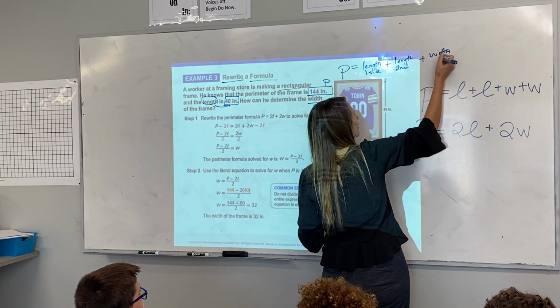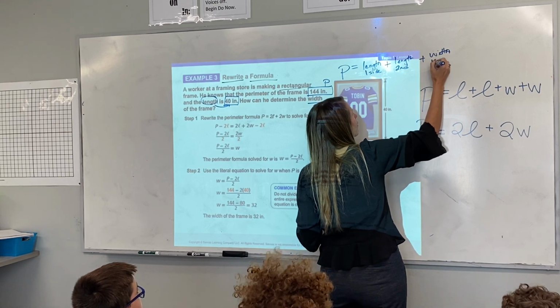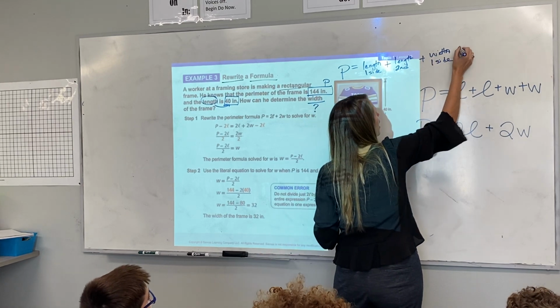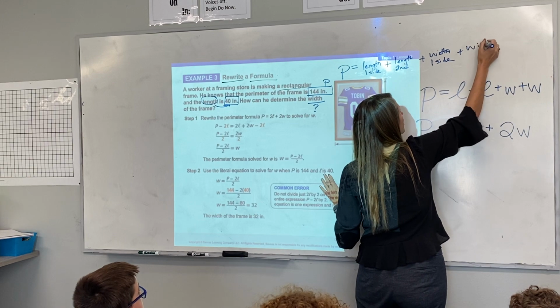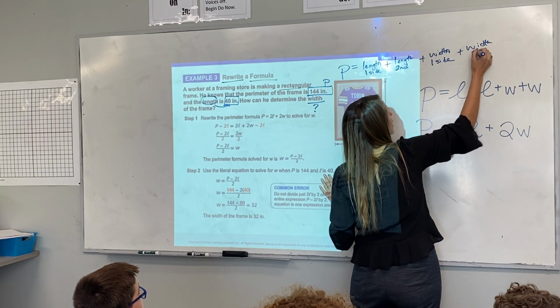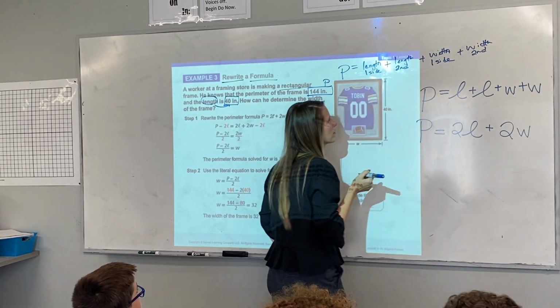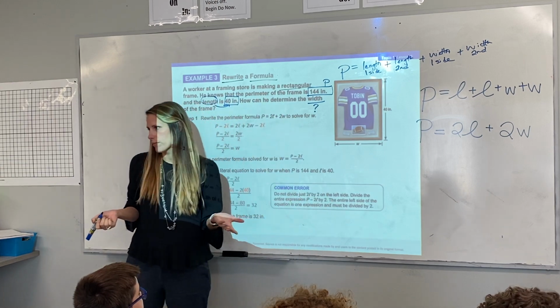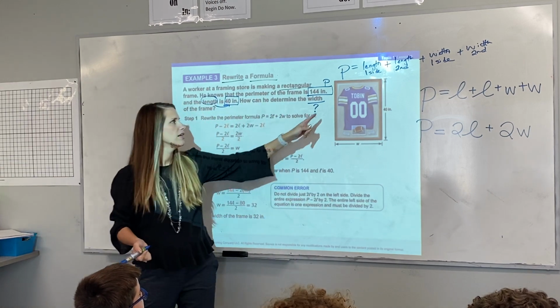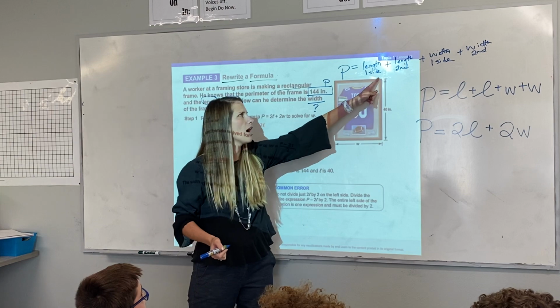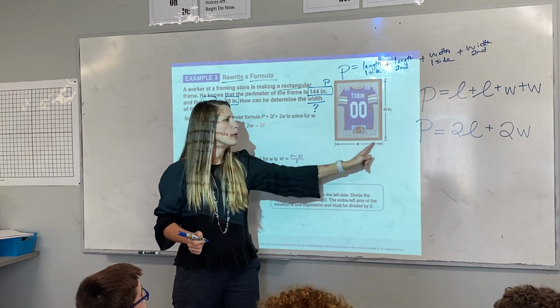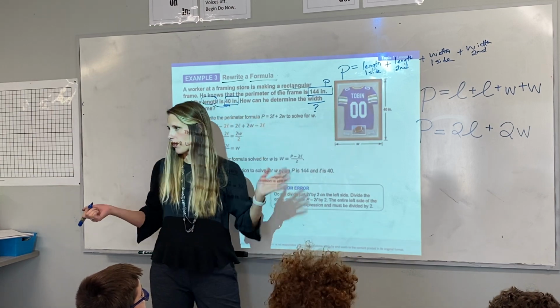Is that how you spell width? I don't even know. Width of one side plus the width of the other side, the second side, right? Do you agree that that is what perimeter is? We're adding up all the sides. We've got a length plus the other length plus the width plus the other width, right?